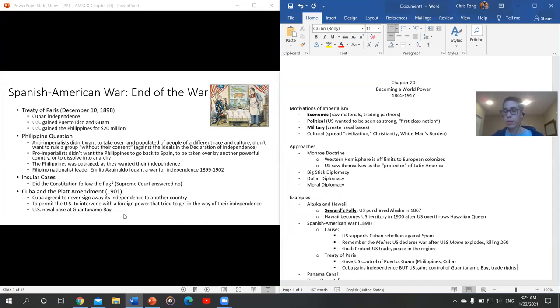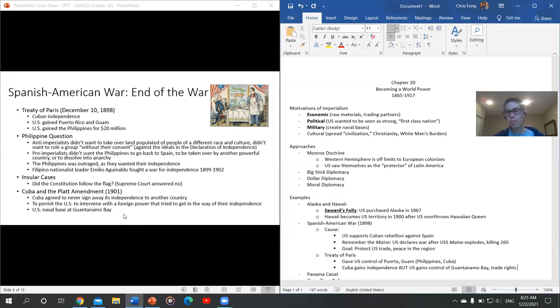The U.S. still controls Guantanamo Bay. It's quite controversial in Cuba because Cuba has some very rough relationships with the U.S. We've cut off trade with them for the last 60 years, and yet we control this piece of land called Guantanamo Bay. We oftentimes hold suspected terrorists there because since they're not on U.S. soil, we don't have to charge them with a crime and things like that. Guantanamo Bay is quite controversial for both Cubans and for Americans as well.